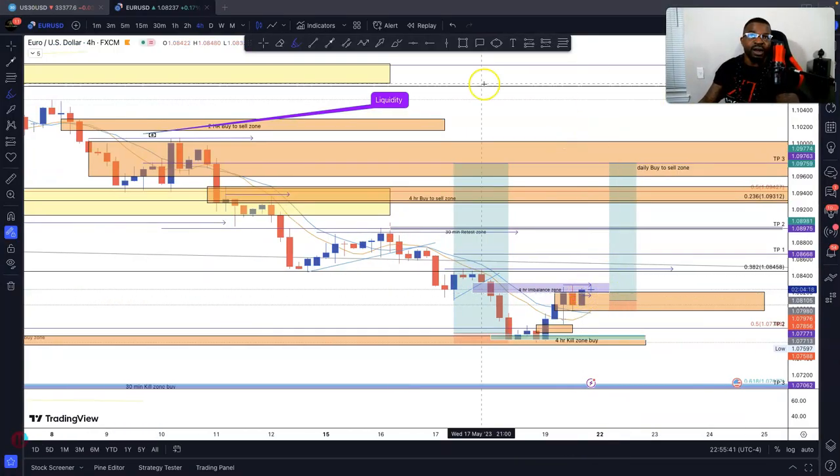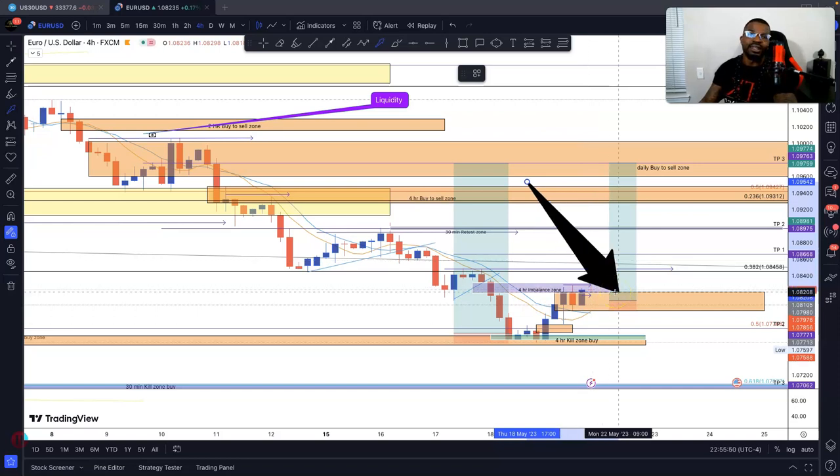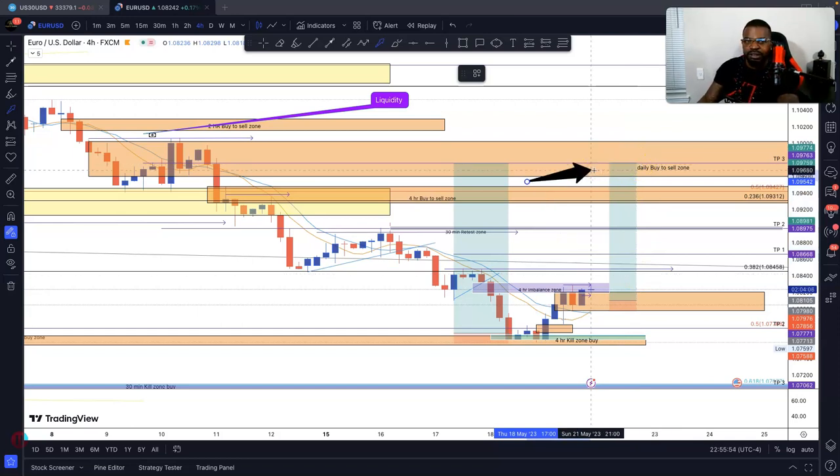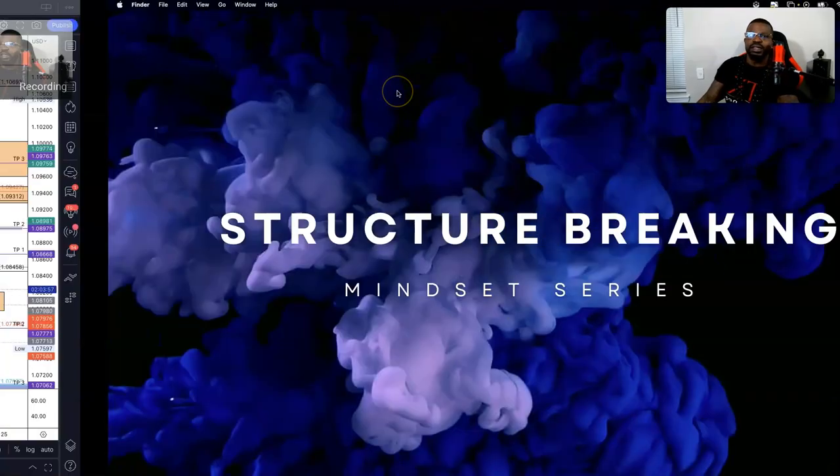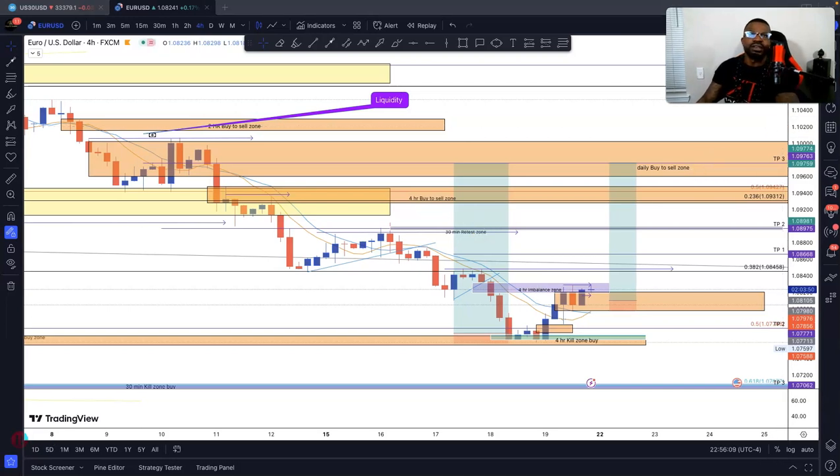So if price breaks above this level here and gives us a pullback, I will definitely add another position just to catch this thing to the highs. But I am waiting on confirmation. Now let's take a look at, let me close this. Let's take a look at a few more pairs.